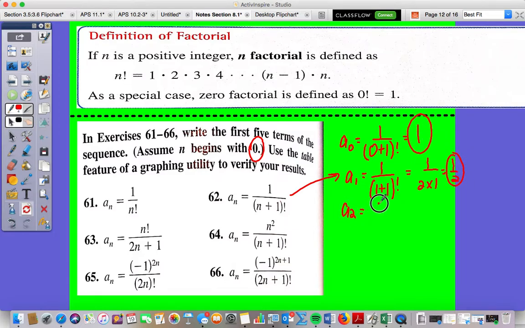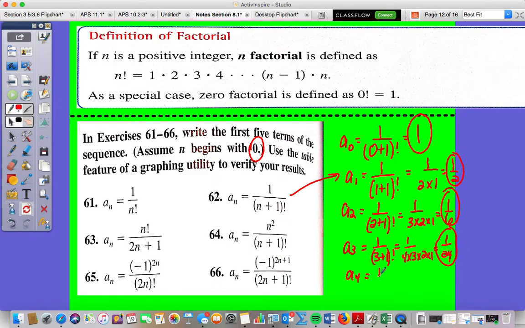The second one is 1 over (2 plus 1) factorial, which is equal to 1 over 3 times 2 times 1, which would be 1/6. The third one, 1 over (3 plus 1) factorial, which is 1 over 4 times 3 times 2 times 1, which is 1 over 24. And there's one more, which is a sub 4. As you can see, you kind of see the pattern of this: 5, 4, 3, 2, and 1, which is 1 over 120, I believe.